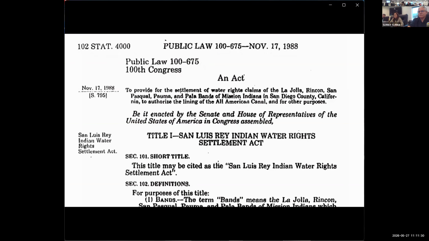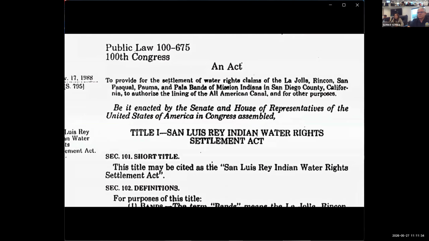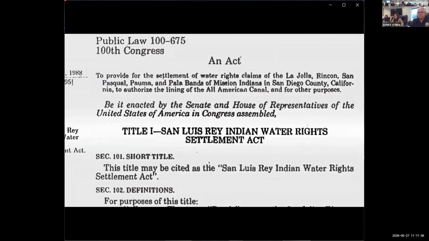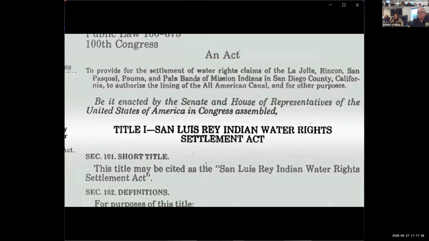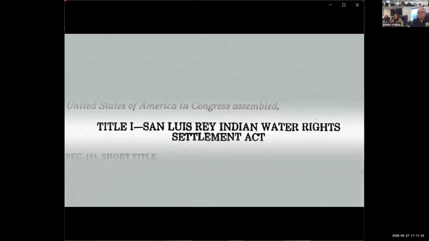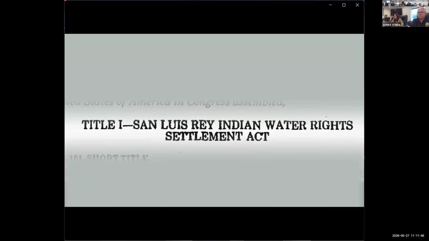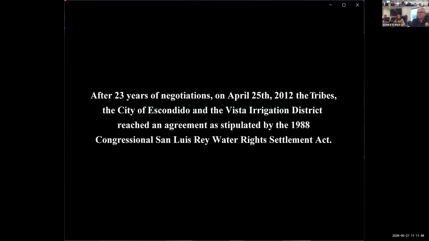4 years after the Supreme Court's decision, with no judicial resolution in sight, Congress enacted a bill sponsored by Congressman Ron Packard, titled the San Luis Rey Indian Water Rights Settlement Act. I determined that to go on with litigation, the lawyers were getting wealthy, but they were making no progress toward a settlement.